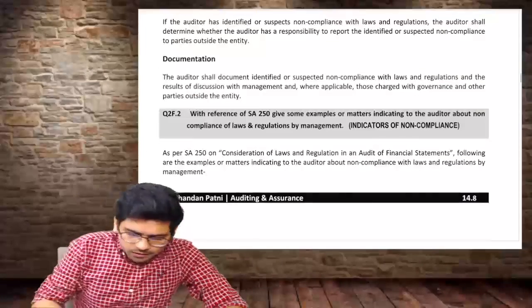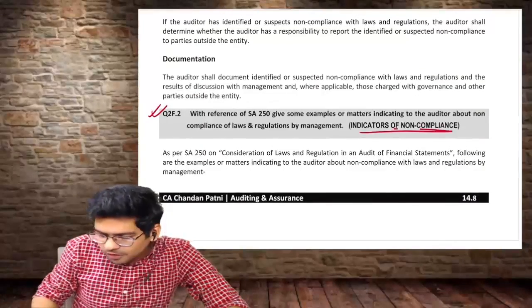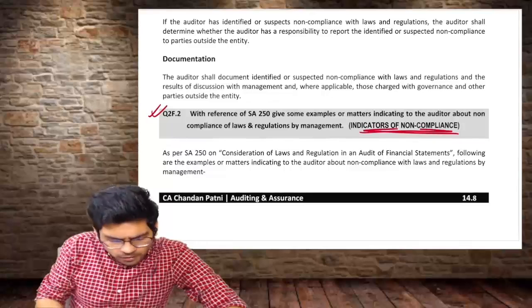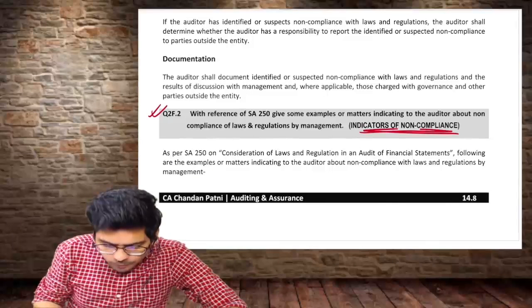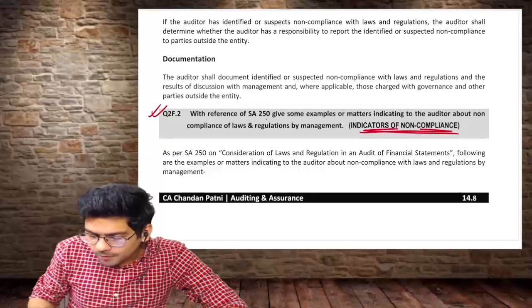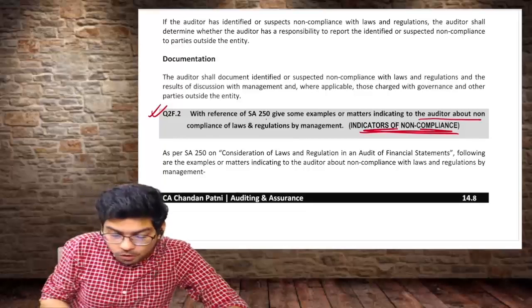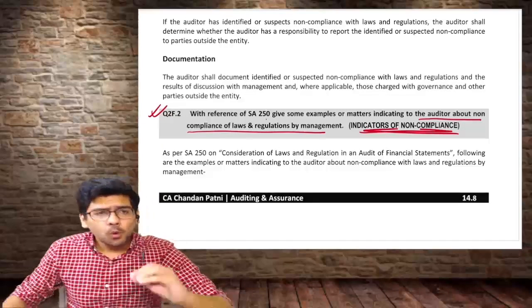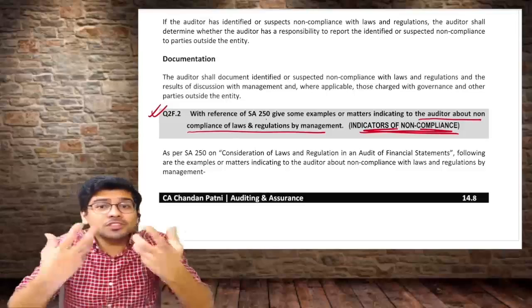Okay, see, the heading is indicators of non-compliance. Or it can be asked in the form of a question also. With reference to SA 250, give some examples or matters indicating to the auditor about non-compliance of laws and regulations. What will those factors be? What will be those events and conditions?